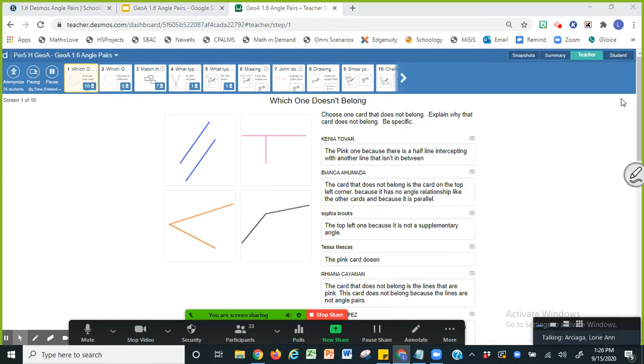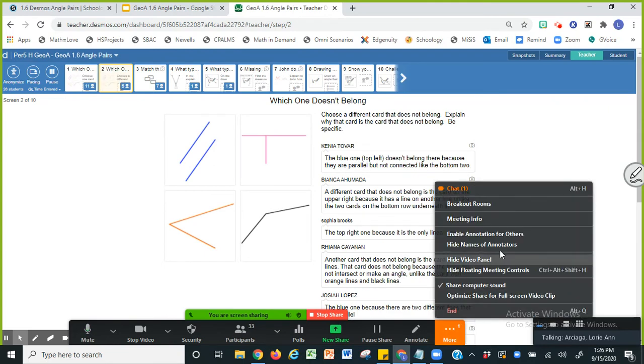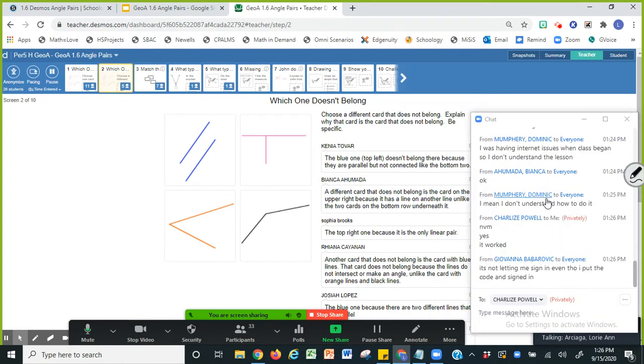All right, Charlize. Okay, so Dominic, I don't know if that helped a little bit. The first 2 slides are just quick warm-ups or intro. Just choose one card that doesn't belong to the other group. And then the second question will repeat itself, so you have to pick another one and try to justify it again in your own way.